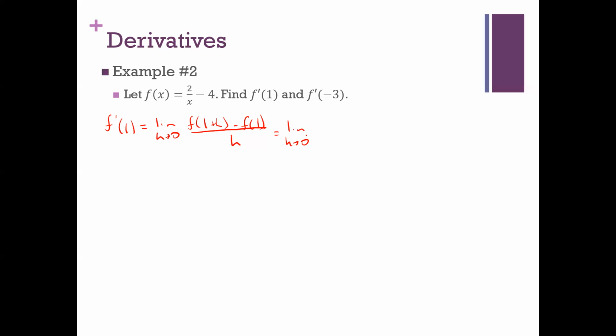2 over 1 minus 4 plus 8. Yep, 2 over 1 plus h, minus 4, minus f of 1, which is just going to be, write it long form for now, 2 over 1 minus 4, all over h. It's like x plus h is literally wherever the x value is in the function, plus h.